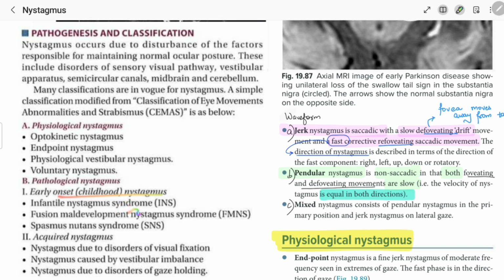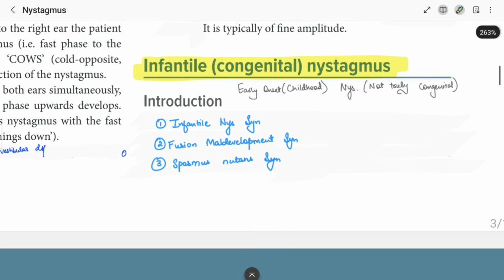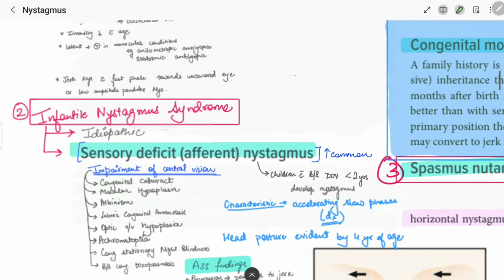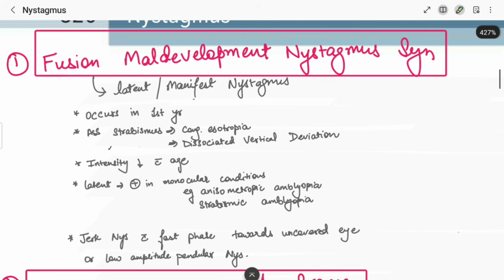So the early onset nystagmus can be broadly categorized into three types. That is the infantile nystagmus syndrome, the fusion maldevelopment nystagmus syndrome (FMNS), and the spasmus nutans syndrome. And then there is acquired nystagmus, the classification of which I'll be discussing a bit later. Coming to early onset nystagmus, or infantile congenital nystagmus, though it is not truly congenital. Coming to fusion maldevelopment nystagmus syndrome (FMNS), it is a latent or manifest nystagmus.